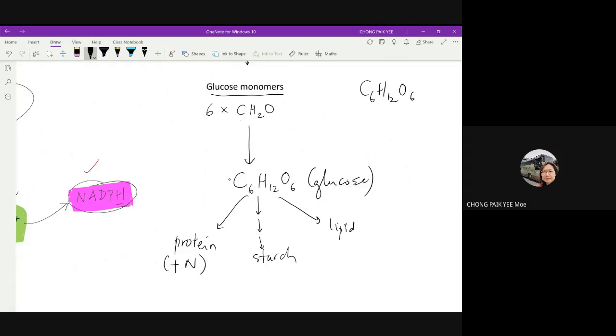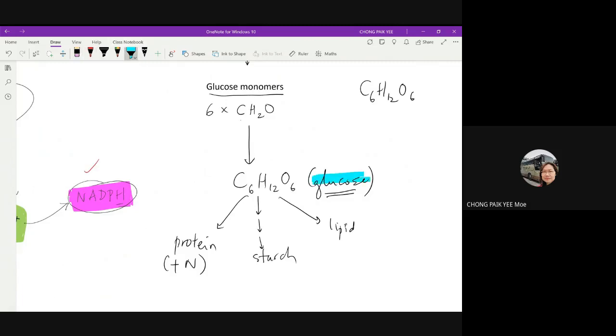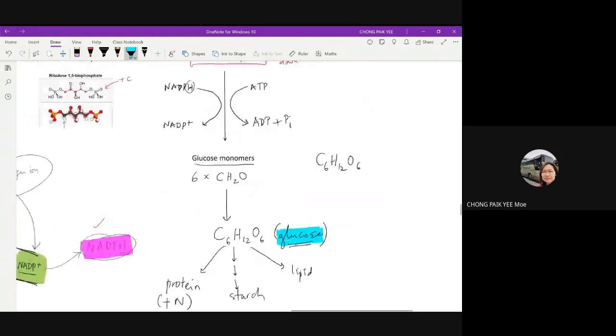Okay, so this is the first product of your second reaction. So the product of the second reaction is glucose. This is the main reason why photosynthesis is carried out, because they want to make this. So this is the product. All right, okay. So the summary now. Let's look back at what happens.